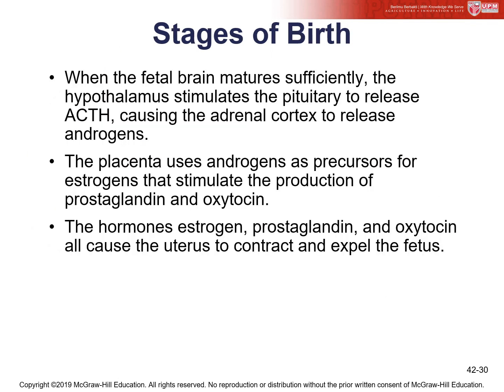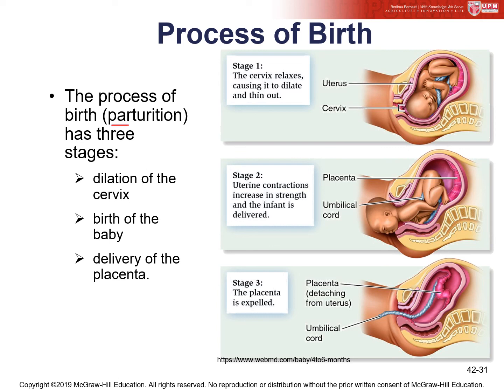Last but not least, we go to the stages of birth. The stages of birth involve hormonal regulation. As you can see here, estrogen, prostaglandin, and oxytocin are the responsible hormones which cause the uterus to contract and expel the fetus. The process of birth, also known as parturition, has 3 stages. The first one is the dilation of the cervix. Dilation of the cervix allows the baby to get out from the womb, and once the head is out of the womb, the baby will be pulled out.